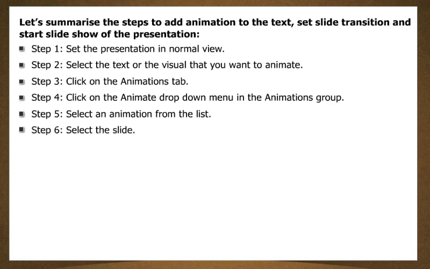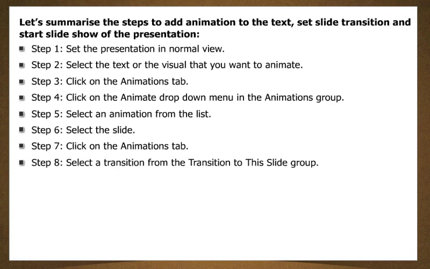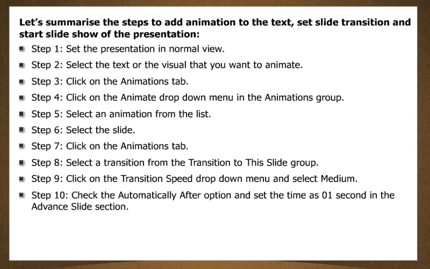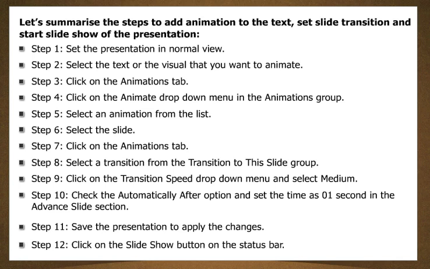Step 6. Select the slide. Step 7. Click on the Animations tab. Step 8. Select a transition from the Transition to this slide group. Step 9. Click on the Transition Speed drop-down menu and select Medium. Step 10. Check the Automatically After option and set the time as 0, 1 second in the Advanced Slide section. Step 11. Save the presentation to apply the changes. Step 12. Click on the Slideshow button on the status bar.